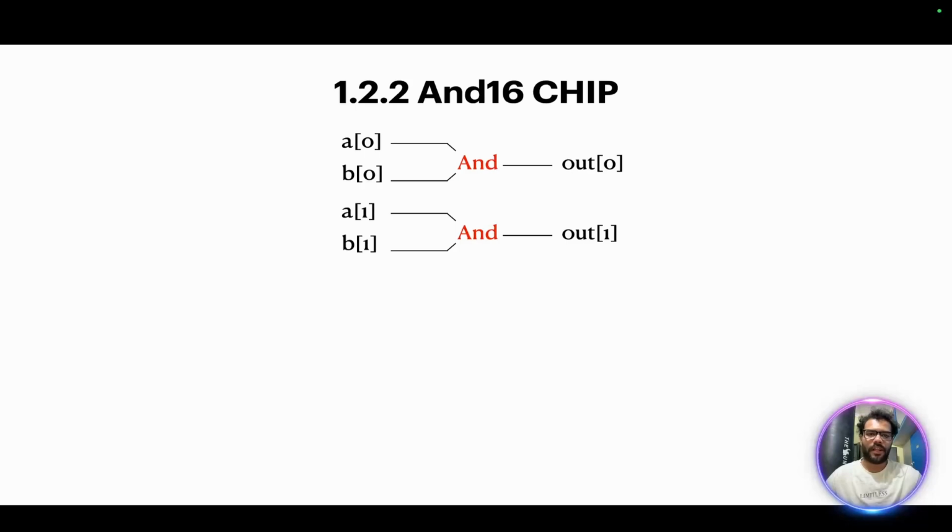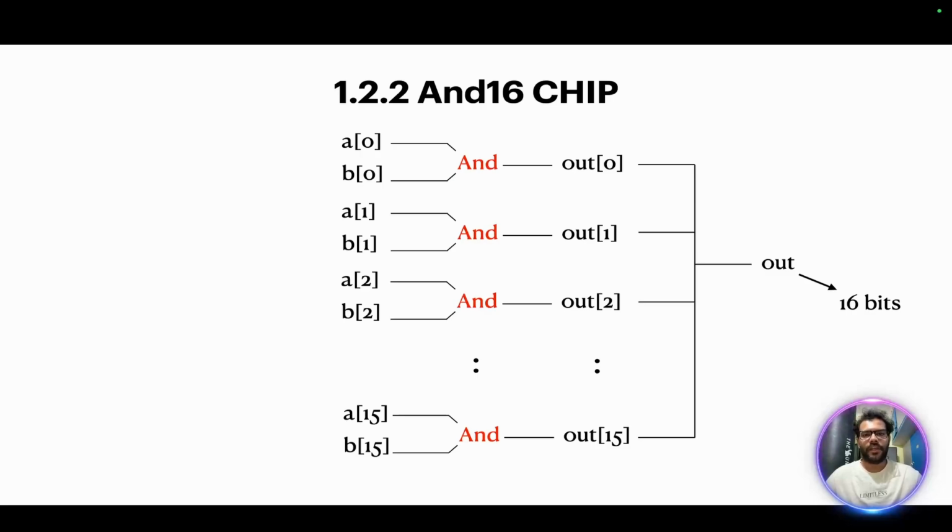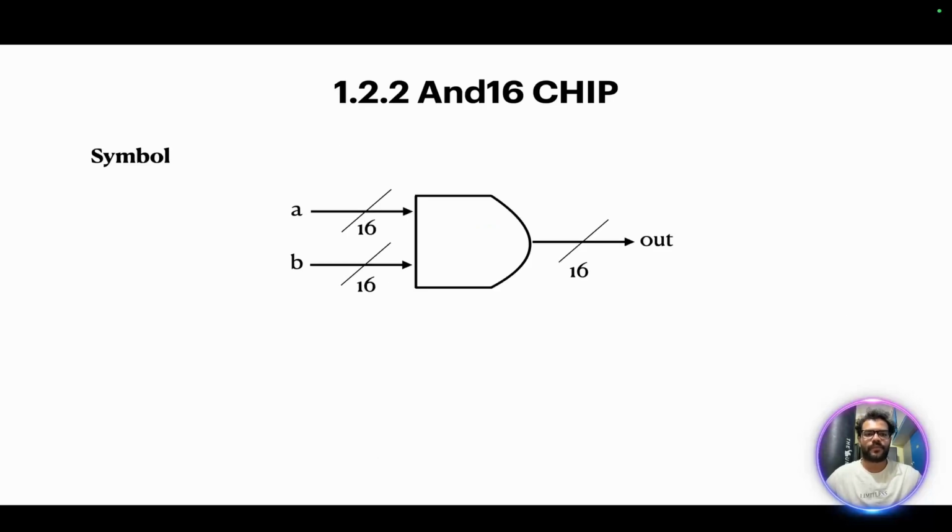Similarly, you do that for A1, B1 to get out 1, and so on to get all the way up to out 15. And you see again that the output is of 16 bits, and hence the name And16. This will be the symbol that we use to represent a 16-bit AND chip. You see that A and B both are 16-bit buses and the output is also a 16-bit value.